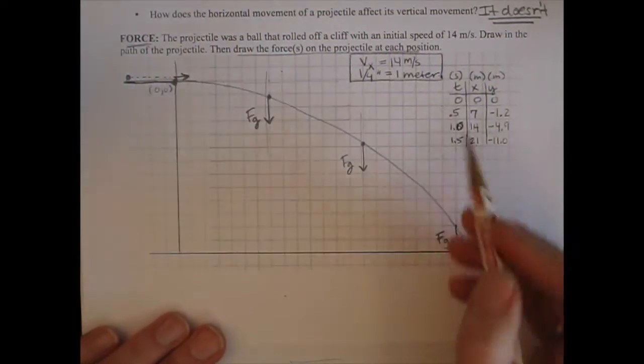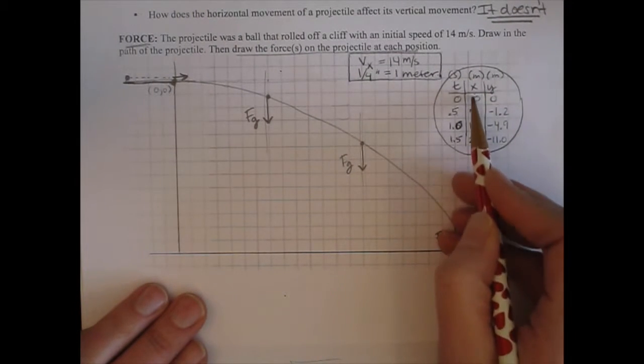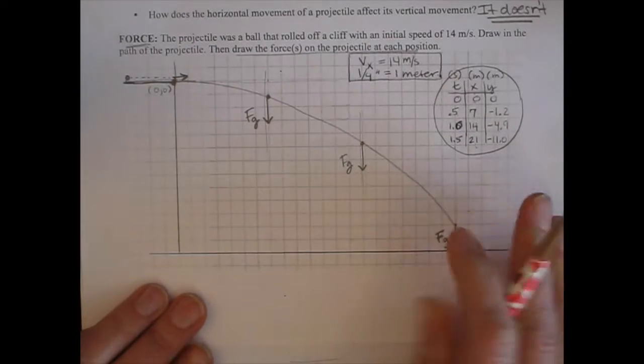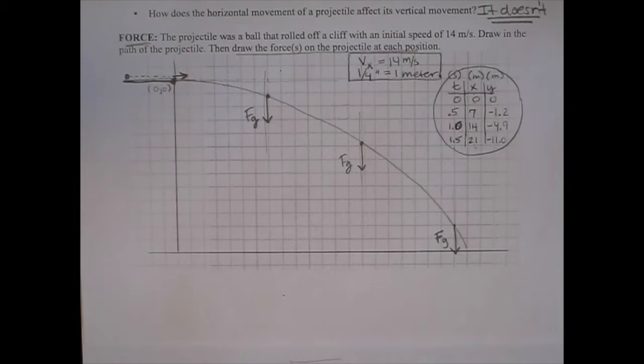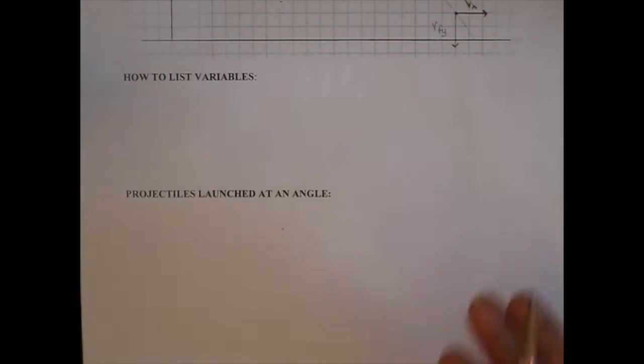Now the next step is to talk about, where did I get these numbers? How did I know that this is where the object was at these different times? So to explain that, I'm going to need to show you first how to list variables. So turn to the back side and go down halfway down the page where it says how to list variables.